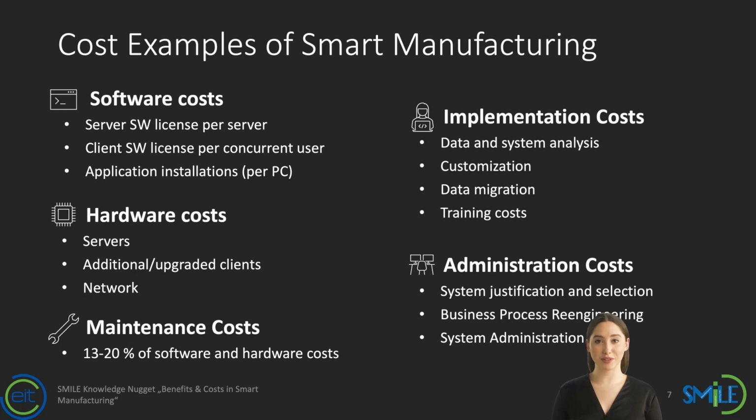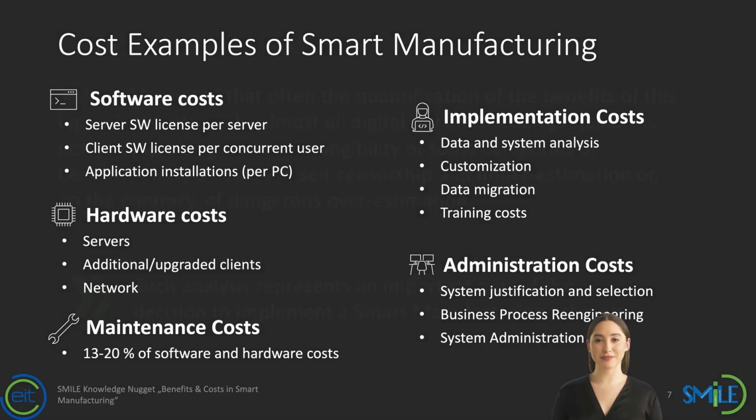Implementation costs arise from integrating smart solutions into our current practices. This involves analyzing our systems, customizing solutions, migrating existing data, and training staff to adeptly handle new technologies. Administration costs involve the continual oversight of these systems, including the justification for the chosen systems, re-engineering business processes for optimal efficiency, and routine system administration. Lastly, maintenance costs, which are a percentage of the combined software and hardware expenditure, are pivotal for system longevity and efficiency. By understanding these expenses, we're set to make informed decisions that will drive our manufacturing processes towards greater productivity and innovation.